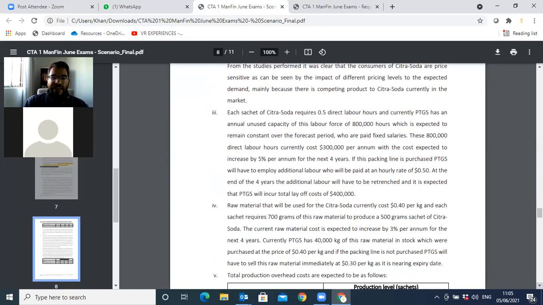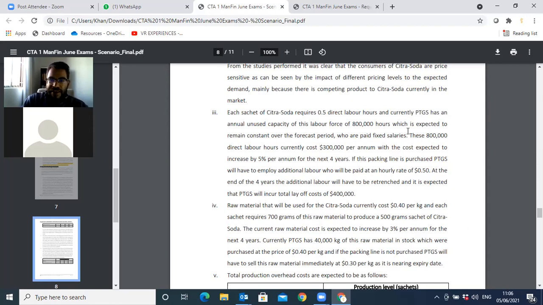Okay, so they say each sachet of citrus soda requires 0.5 direct labor hours, and currently PTG has an annual unused capacity of this labor force of 800,000 hours, which is expected to remain constant over the forecast period, who are paid fixed salaries. So when you are paid fixed salaries, we don't bring that into account, because whether they are going to work or do not work, they're still getting paid the fixed salary. So therefore, that 800,000 hours is irrelevant. Okay, so it's irrelevant. So therefore, we do not take it into account.